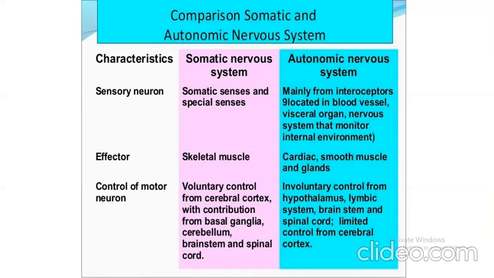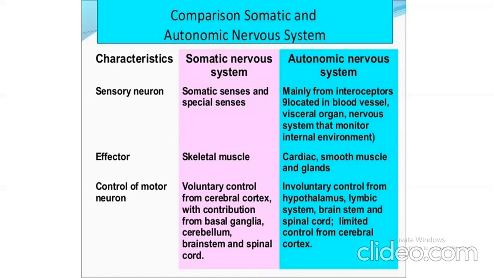Comparison of somatic and autonomic nervous system. Now first one is sensory neuron: in the somatic, the somatic senses and the special senses. In autonomic, mainly from the interoceptors located in blood vessels, visceral organs, and nervous system that monitor the internal environment. Next one is effector: in the somatic there is skeletal muscle, and in autonomic cardiac muscle, smooth muscle, and glands.